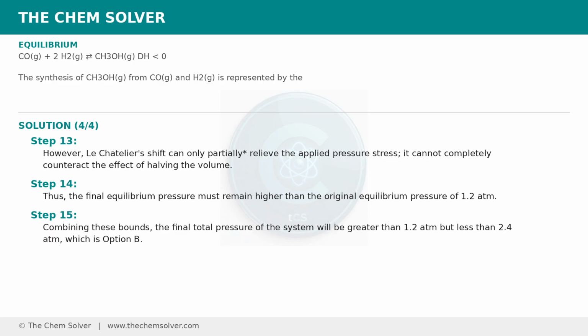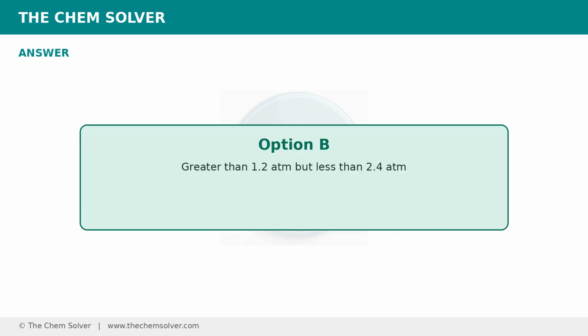Combining these bounds, the final total pressure of the system will be greater than 1.2 atmospheres, but less than 2.4 atmospheres, which is option B. The correct answer is option B, greater than 1.2 atmospheres, but less than 2.4 atmospheres.